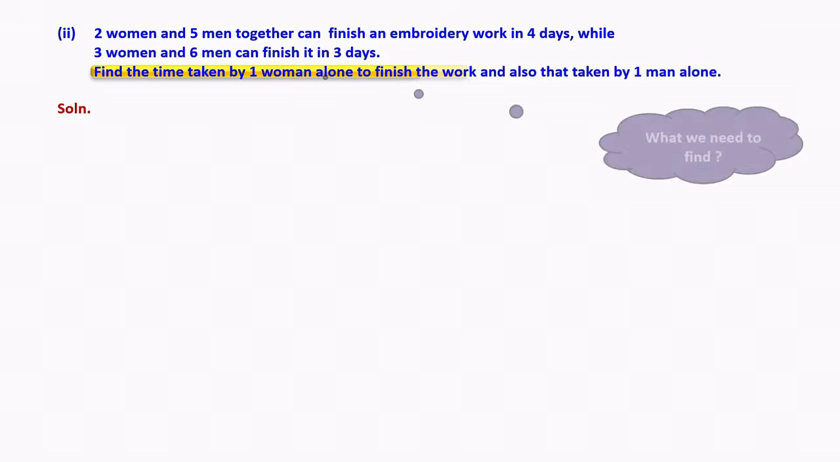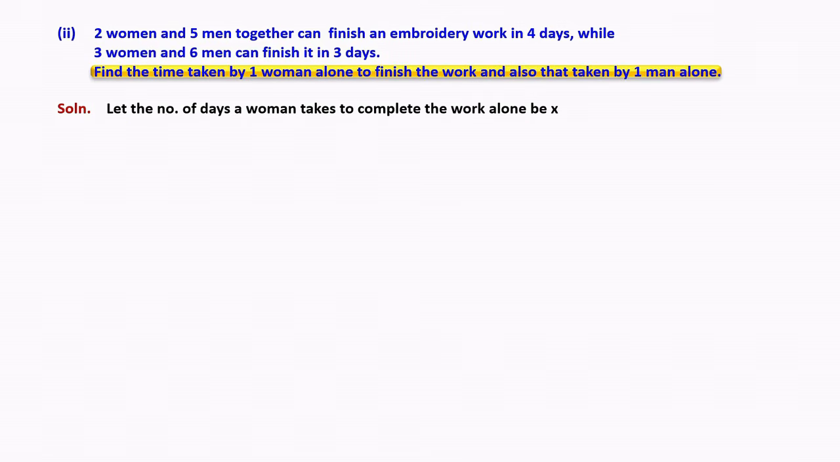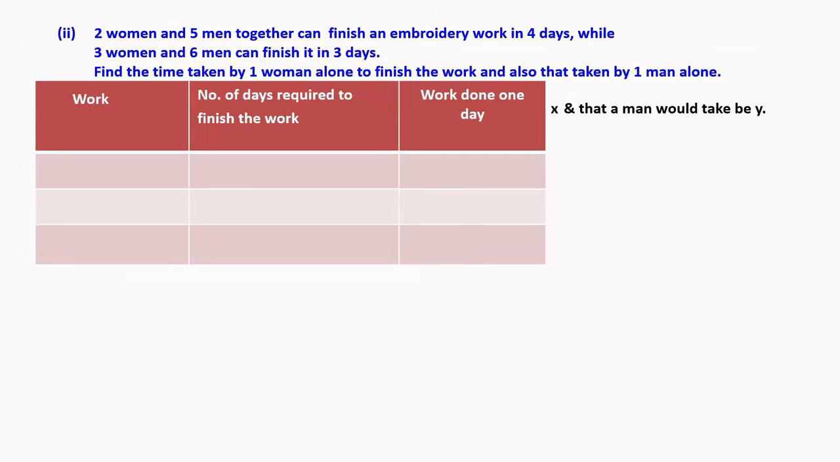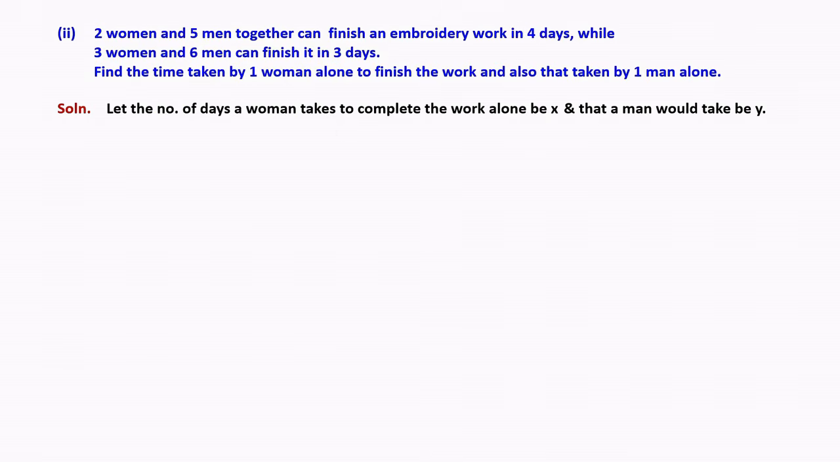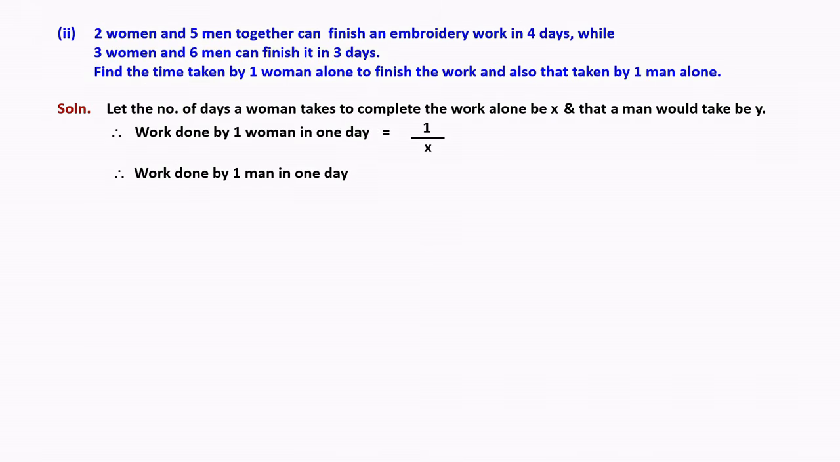Let the number of days taken by 1 woman to complete the work be X, and by 1 man be Y. So, work done by 1 woman in 1 day is 1 by X, and work done by 1 man in 1 day is 1 by Y. According to the first condition, 2 by X plus 5 by Y equals 1 by 4. According to the second condition, 3 by X plus 6 by Y equals 1 by 3.